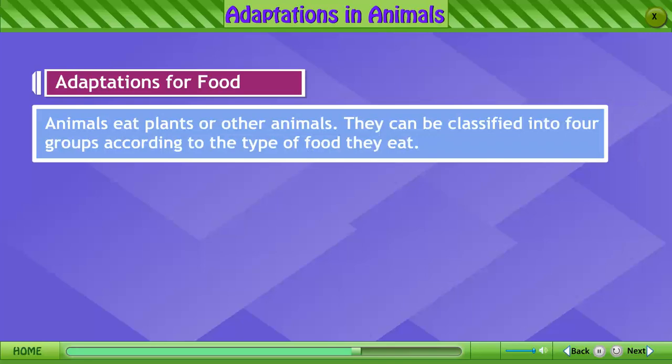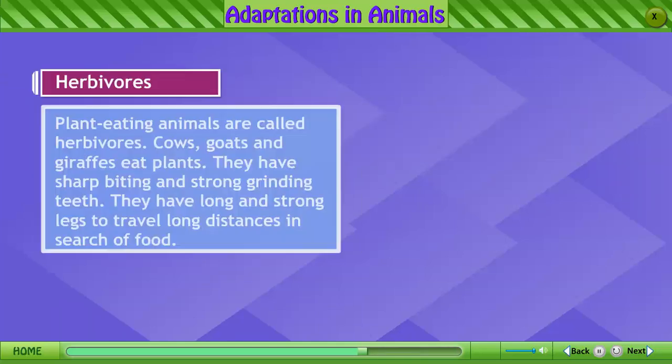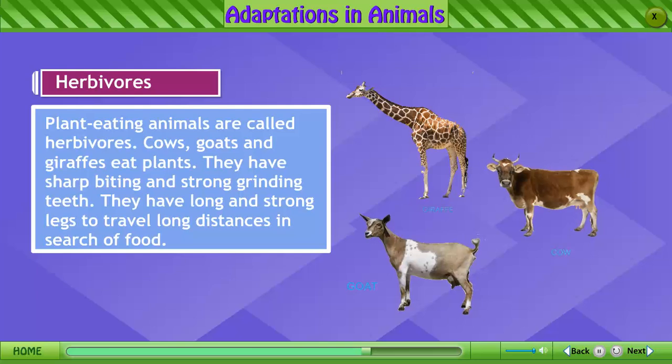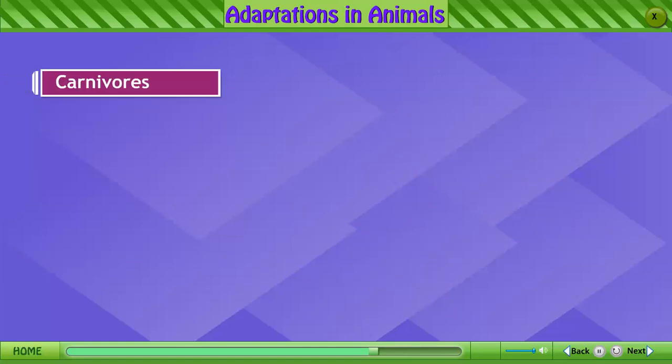Adaptations for food. Animals eat plants or other animals. They can be classified into 4 groups according to the type of food they eat. Herbivorous. Plant-eating animals are called herbivorous. Cows, goats, and giraffes eat plants. They have sharp biting and strong grinding teeth. They have long and strong legs to travel long distances in search of food.